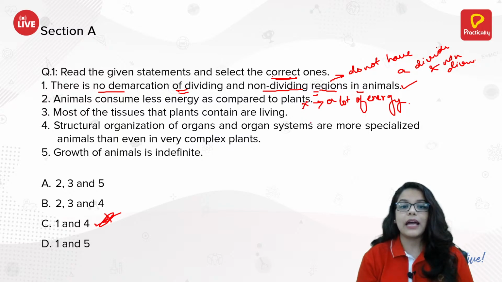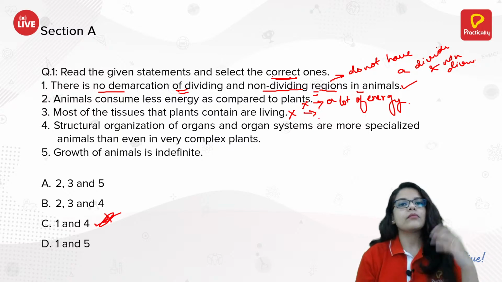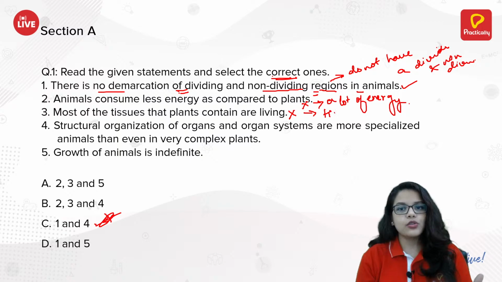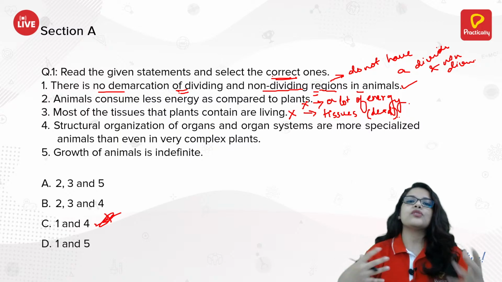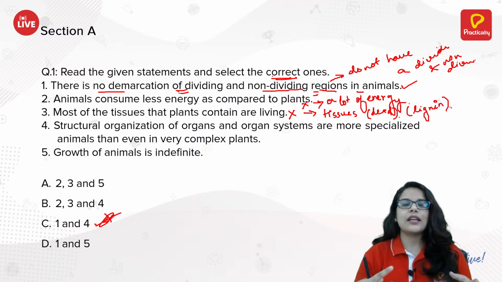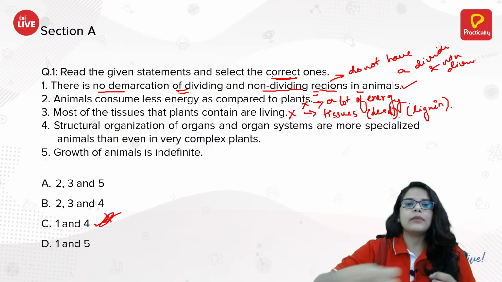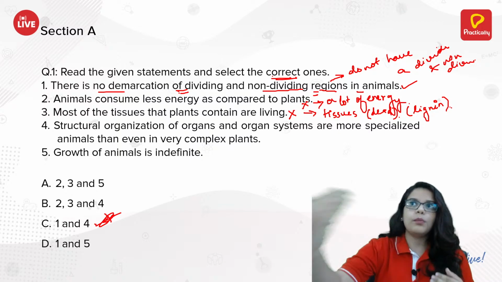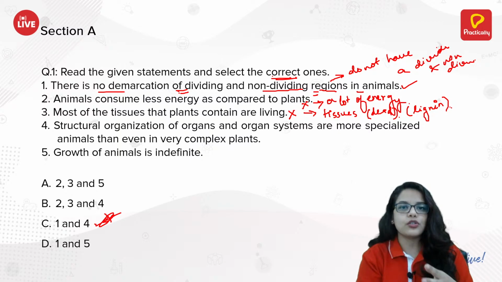Most of the tissues that plants contain are living. This is not right either. Why? It's not that plants don't contain tissues, but most of the tissues are actually dead. Because of the growth and everything, they have lignin in their tissue. These materials, lignin, cellulose, after a period of time tend to die. Not the whole plant is dead, but most of the tissues are dead. Animals have all of them living, but in plants, most of them are dead.